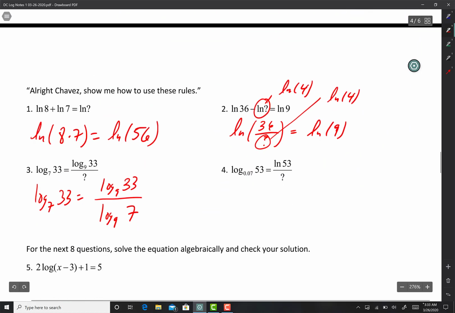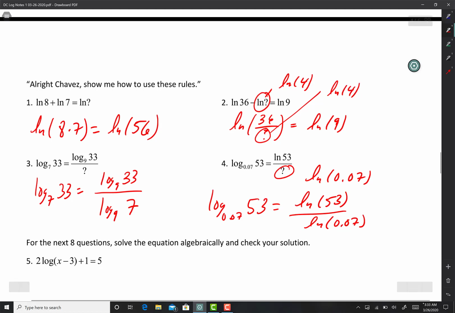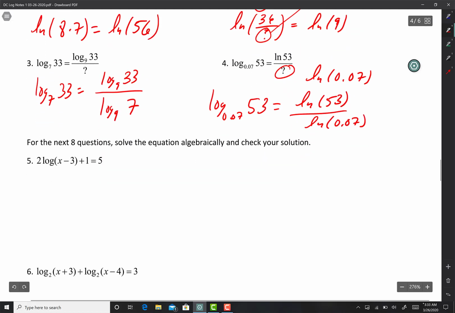All right, going back to this. So ln of 53 divided by, that question mark is going to be ln of 0.07. So I guess let me write it out completely. Log base 0.07 of 53 is equal to ln 53 divided by ln of 0.07. I don't know why we haven't been putting parentheses, but I'm putting parentheses. It doesn't matter. I guess it's understood.